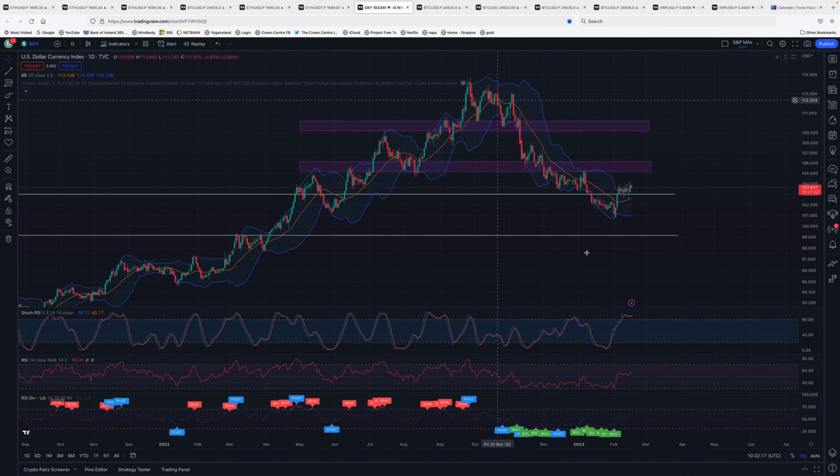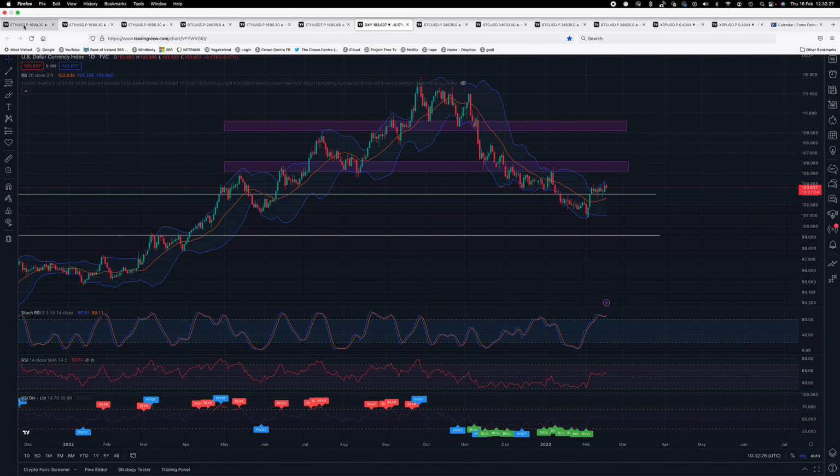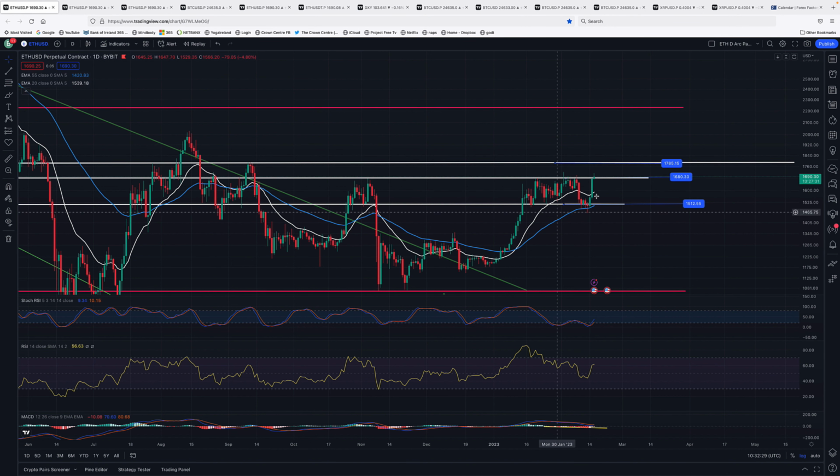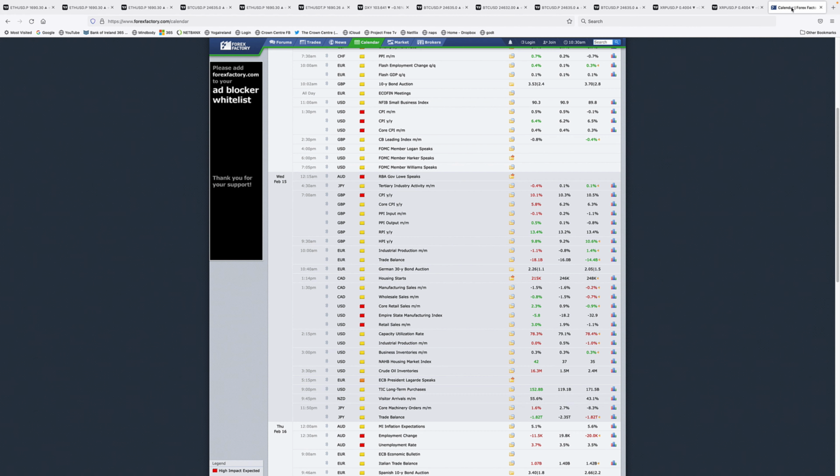There have been a lot of shorts being built in this area of consolidation, both for the DXY and also for Ethereum here, and then BTC here. And there is still a lot of liquidity around the 25.2 area. So the question is, is it going to get there or not?